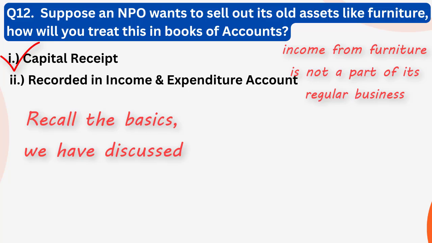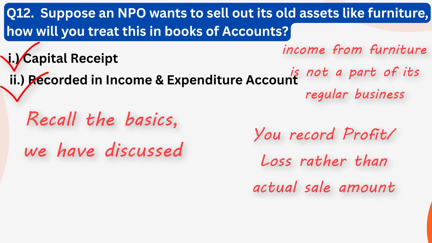Next, when you sell this furniture, there will be either loss or profit, but we know that there is no P&L account here in the case of NPOs. So what do we do? The profit or loss here is recorded in the income and expenditure account. If there's a profit on the sale, it is shown on the income side. If there's a loss on the sale, it is shown on the expenditure side. But mind you, the actual sale amount is not recorded in the income expenditure account because selling fixed assets is not a regular income generating activity for these not-for-profit organizations. What you record here is the profit or loss on the transaction only.